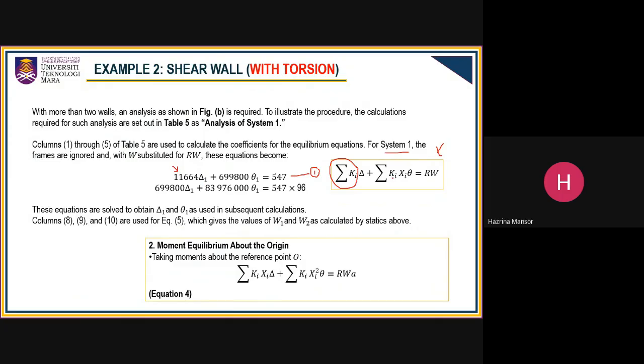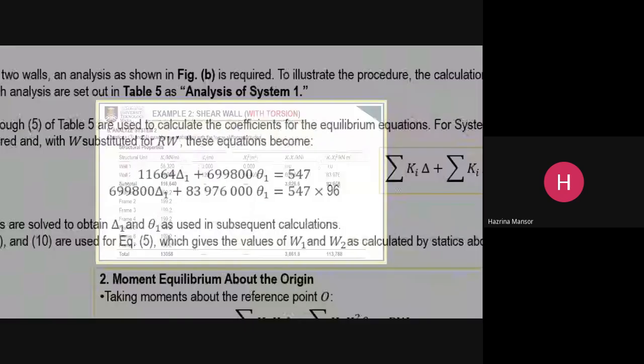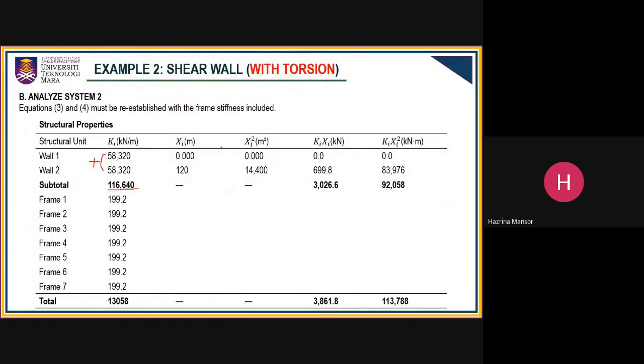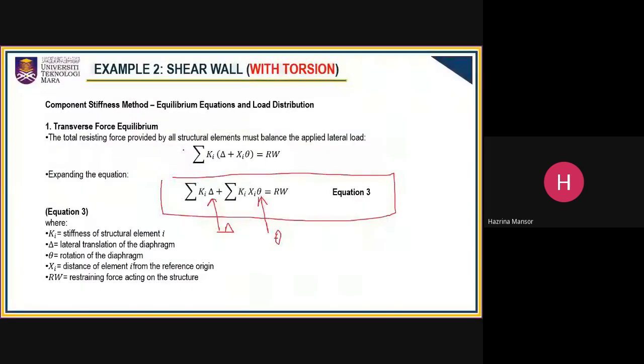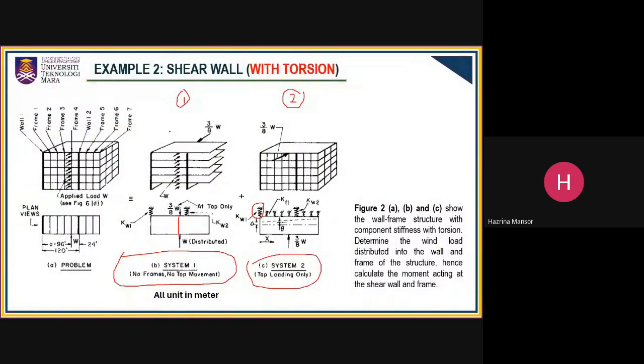And what is your KiXi? KiXi is, because you already know your Xi, which means the locations of your walls. If you look into your structure, in this example, your wall 1 is located at origin 0. Okay, origin is 0 at wall 1. And your wall 2 is indicated at 120 meter. So from wall 2 to the origin is 120 meter.